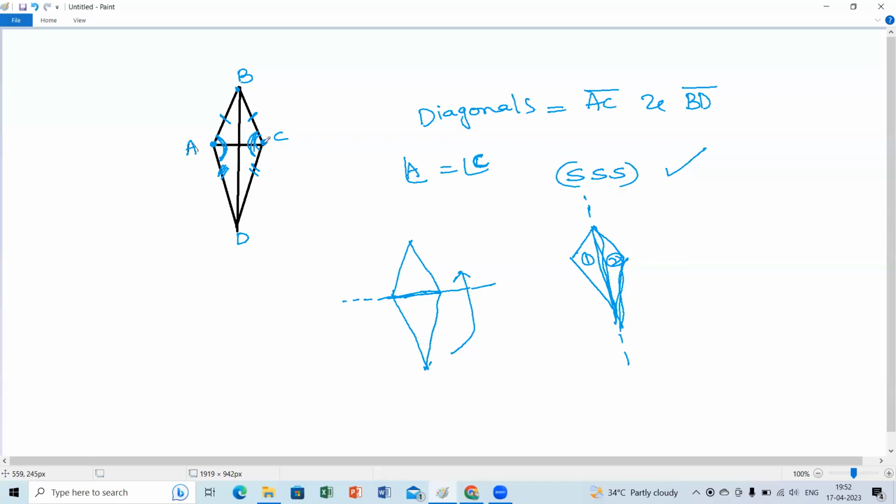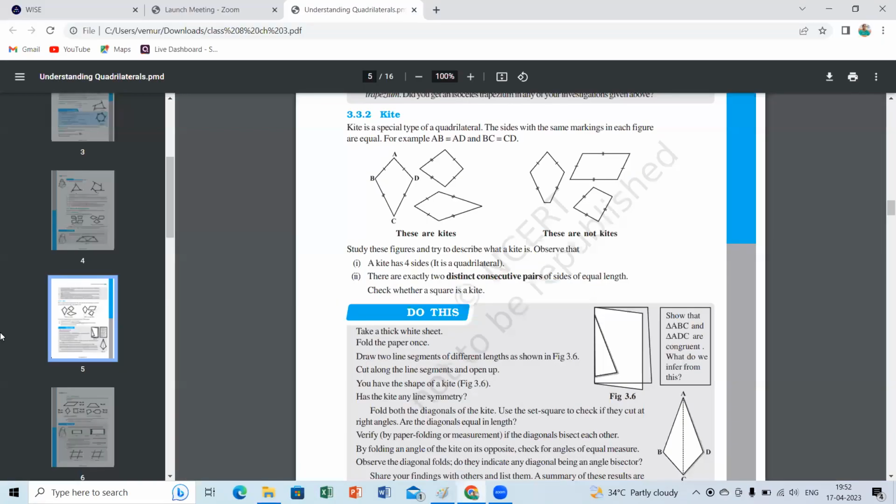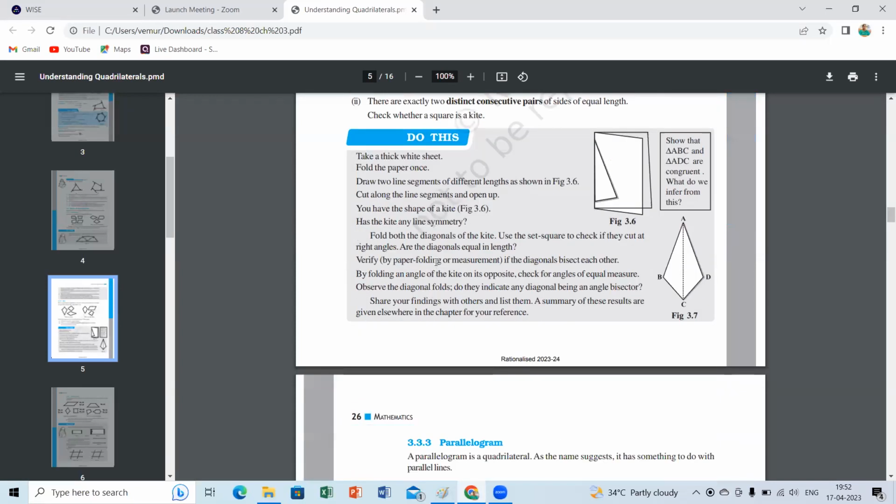So angle A is equal to angle C, not angle B and D. Hope you understood, children. Yes, ma'am. Why? Because properties are directly connected with your geometry, theorems, and many things in your class 10, children. So please try to understand each and every point, nothing to worry.